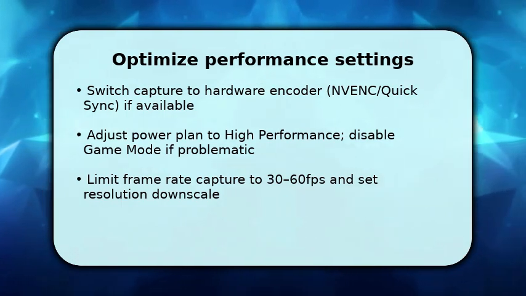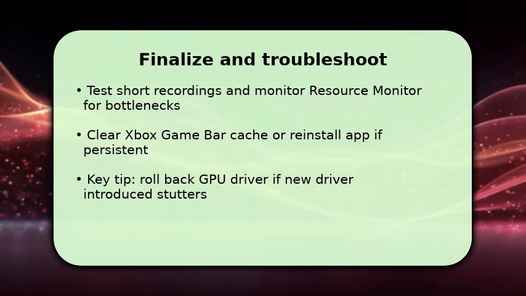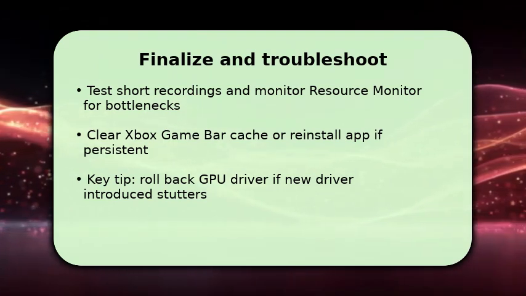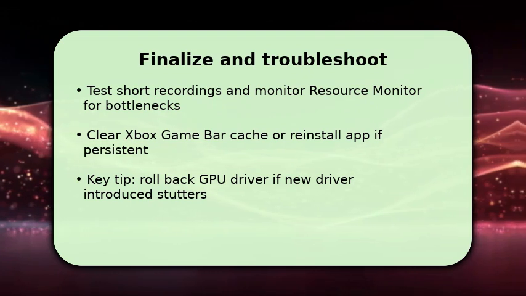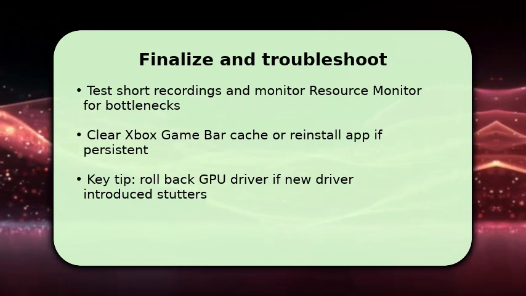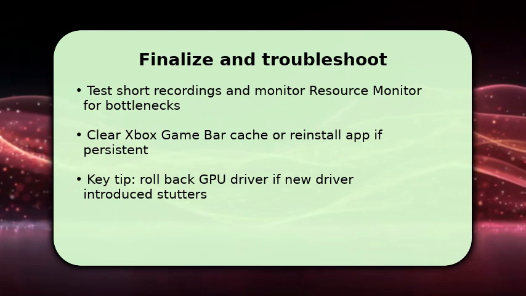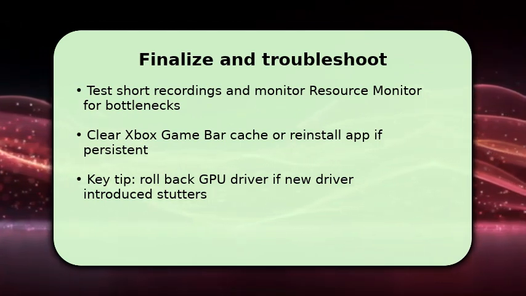Finish by running short, controlled recordings to confirm improvements and watch Resource Monitor for CPU, GPU, disk, or network spikes that correlate with lag. If problems persist, clear the Xbox Game Bar cache or reinstall the app to remove corrupt settings. Make sure overlays from other apps are off.